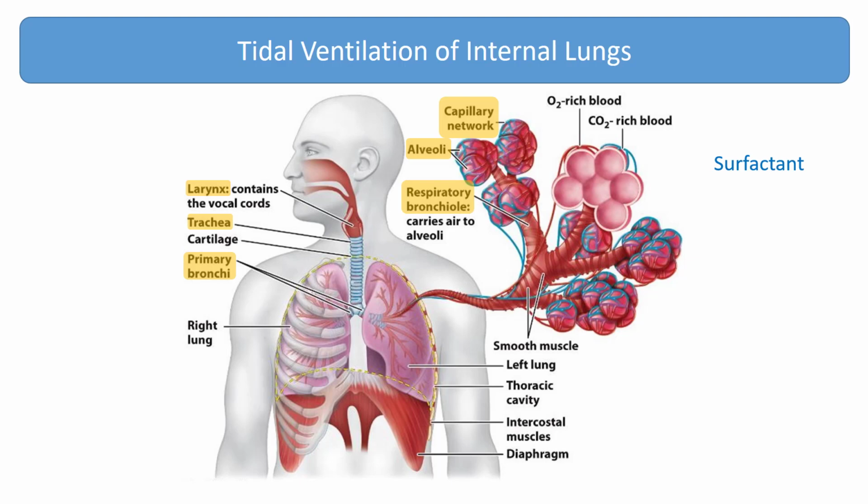The mucus-secreting cells also trap and remove foreign particles and microorganisms that an animal may breathe in. Beating cilia on the surface of these cells move the mucus and foreign debris out of the lungs and into the throat, where it is swallowed and digested.